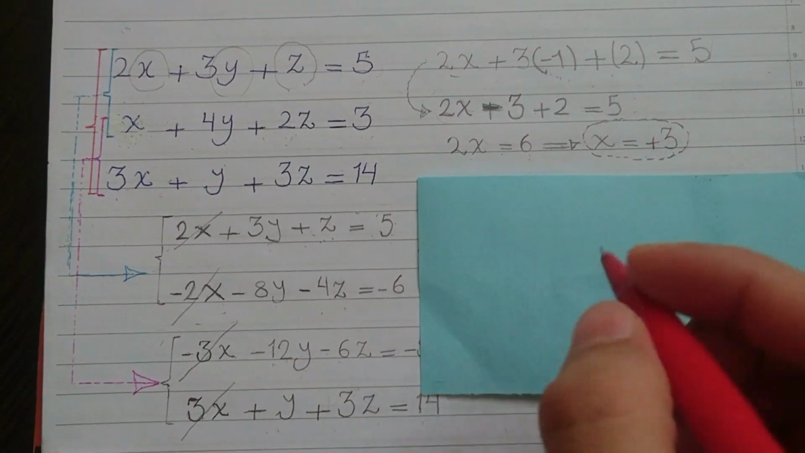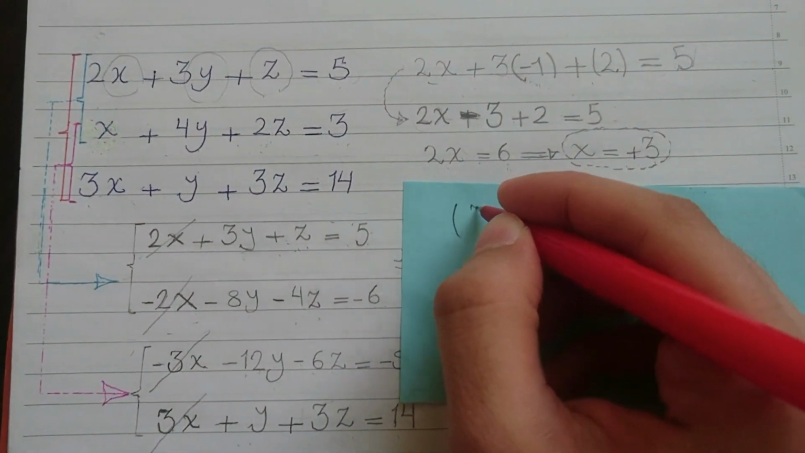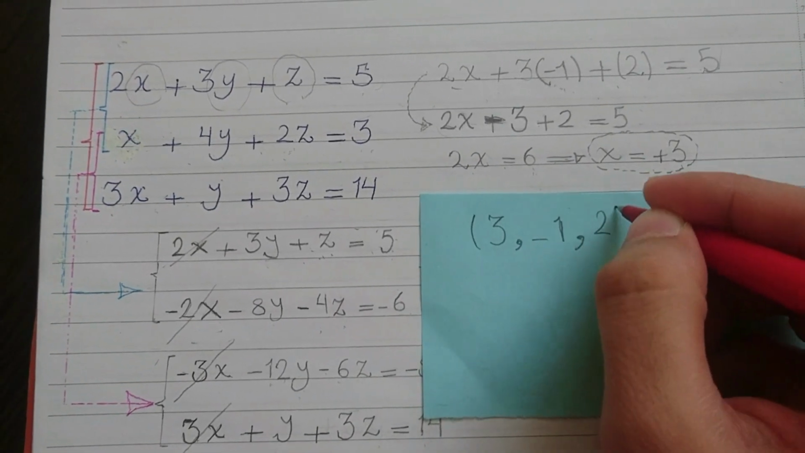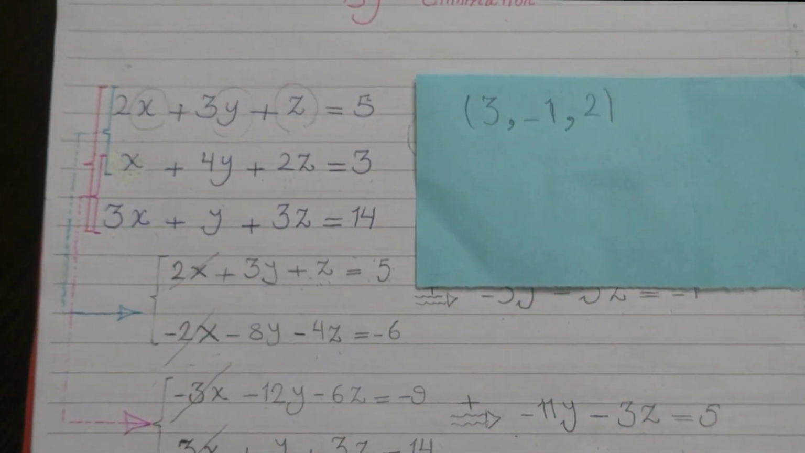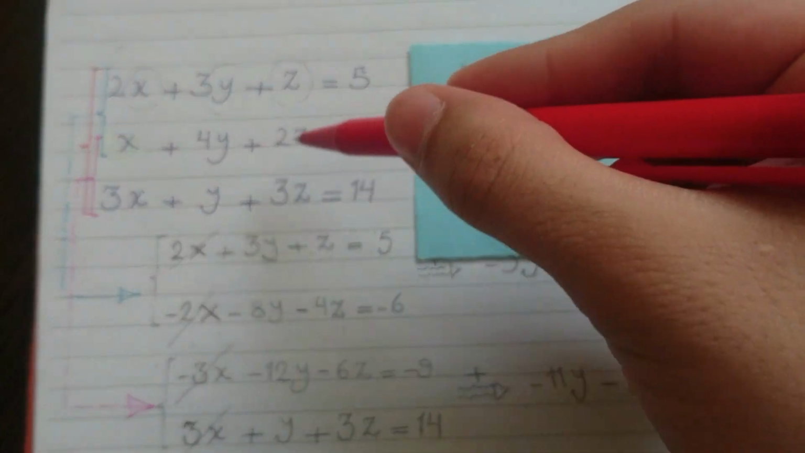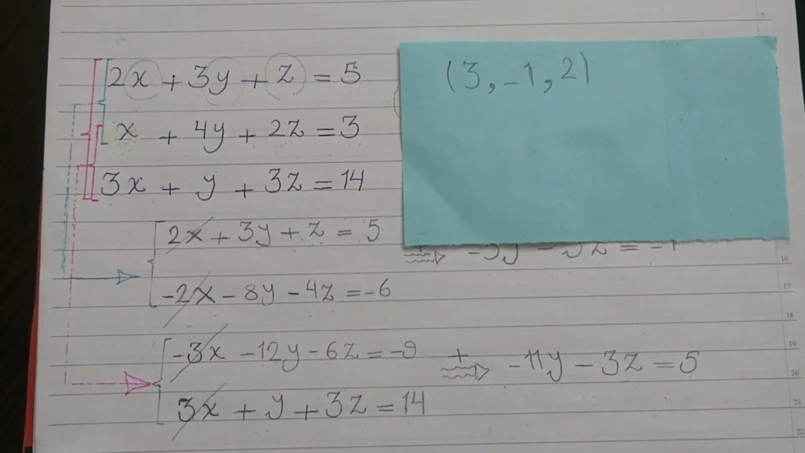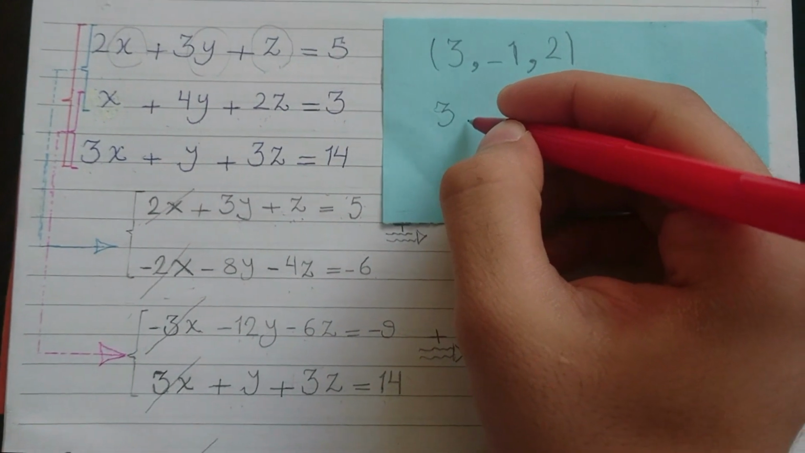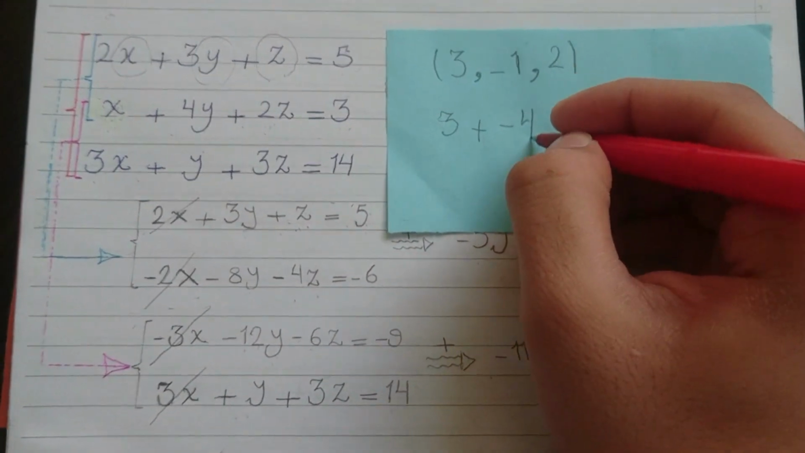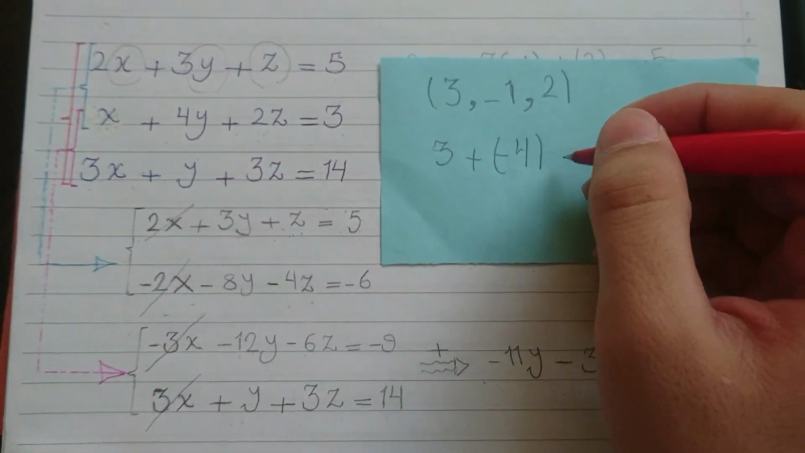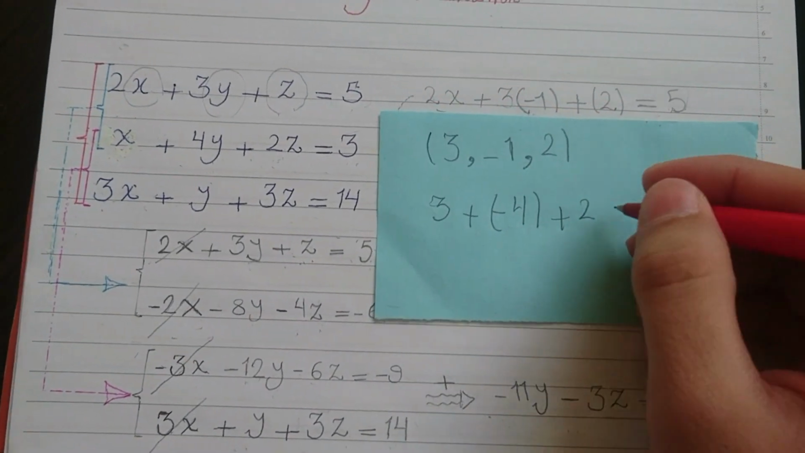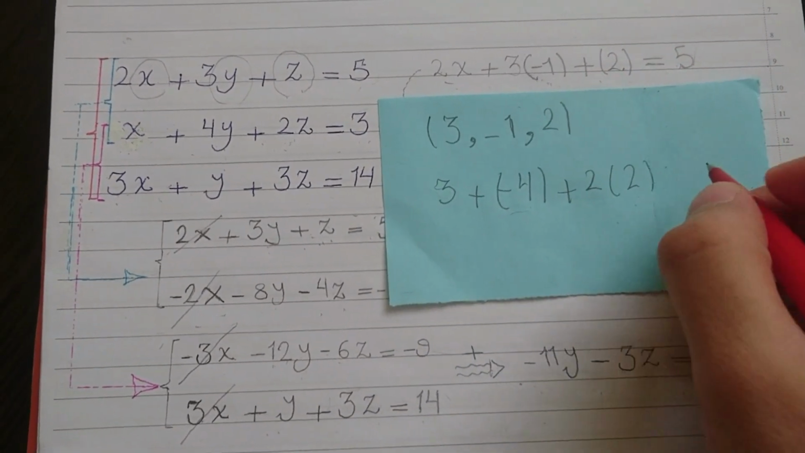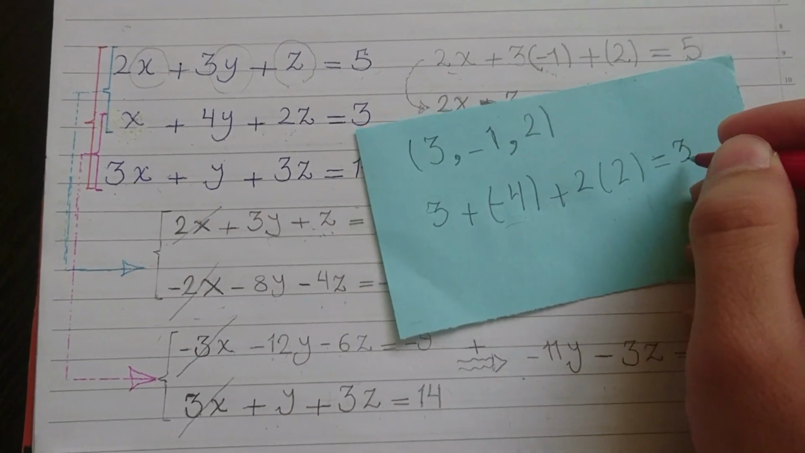So the answer to this system is x is 3, y is negative 1, and z is 2. We can also check our answer by substituting this point in one of the equations. We can choose whichever we want, and I'm going to use the second equation. We have 3 plus 4y, where y is negative 1, overall negative 4, plus 2z, and z here is 2, so 2 times 2 is 4. Negative 1 plus 4 is 3, and the answer is overall true.